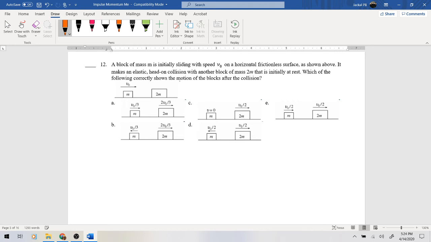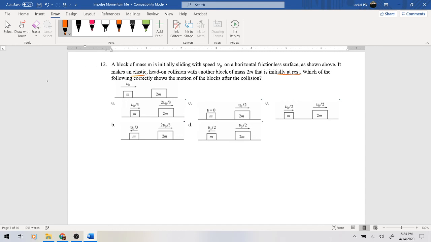All right, so let's see. We have V0, M, and then 2M initially at rest, and it is elastic. That means total kinetic energy is also conserved. Which of the following correctly shows the motion of the blocks after the collision?